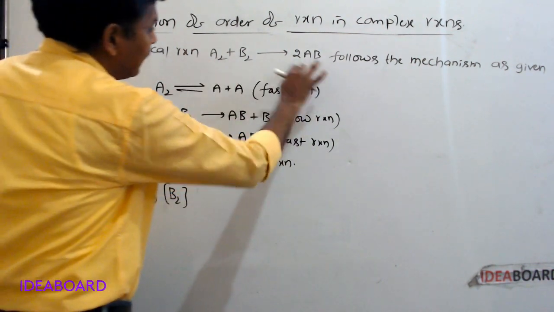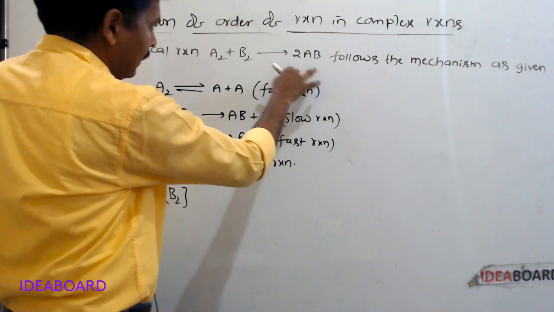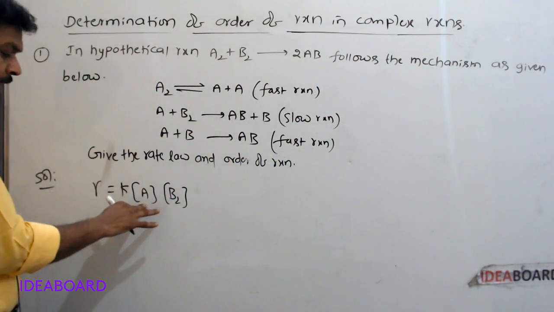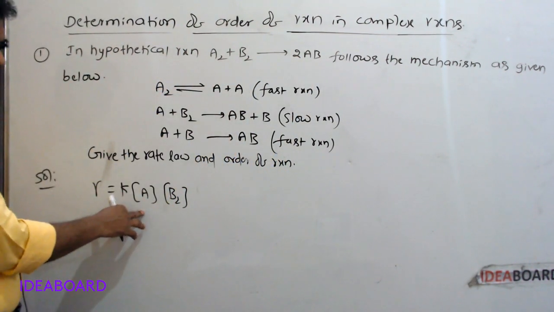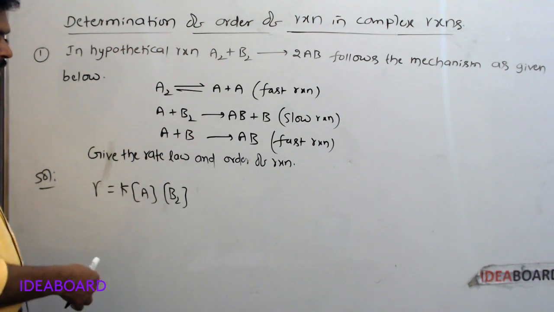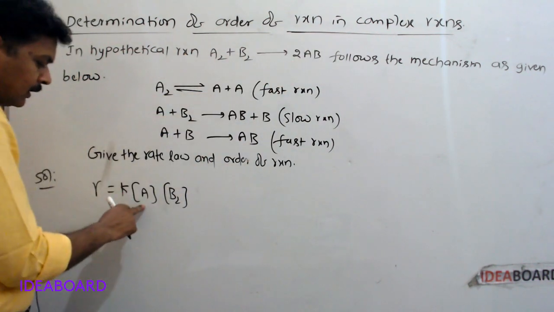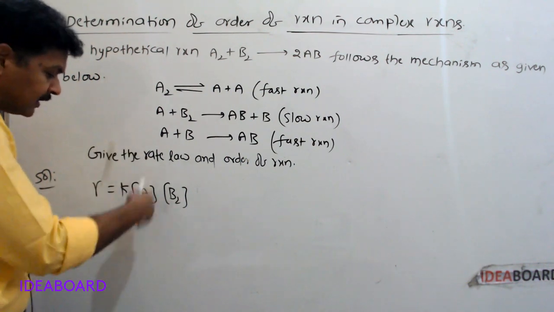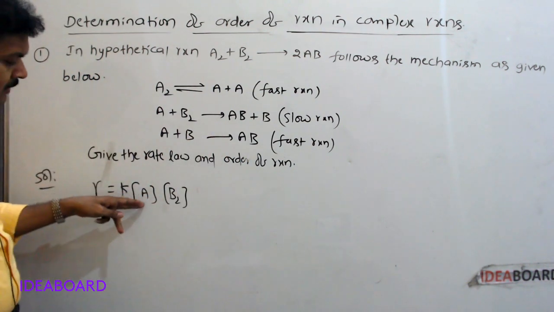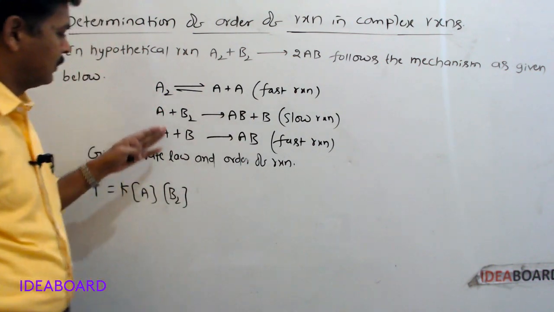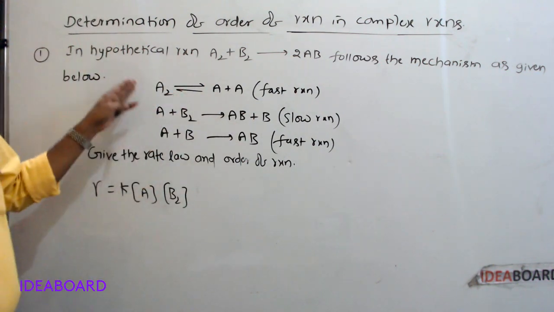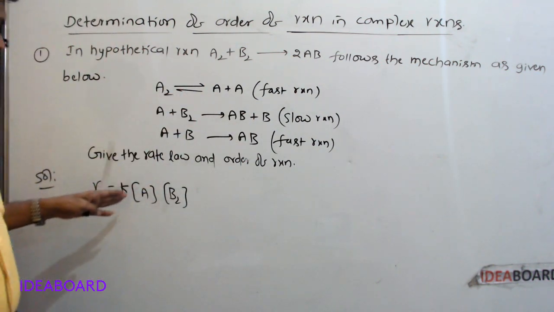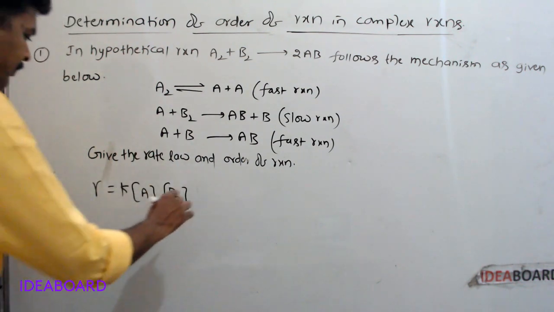See, but in the given reaction, this A is not there. That means A is a reaction intermediate. In the given reaction, this A is not there, so we should eliminate this A, because A is just an intermediate compound. We should eliminate that.